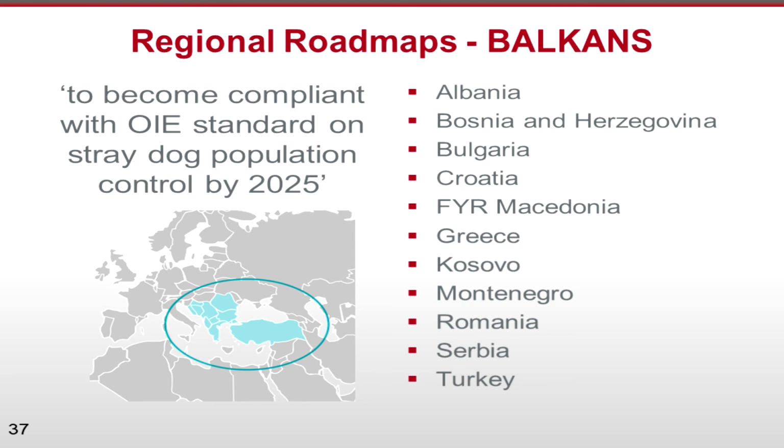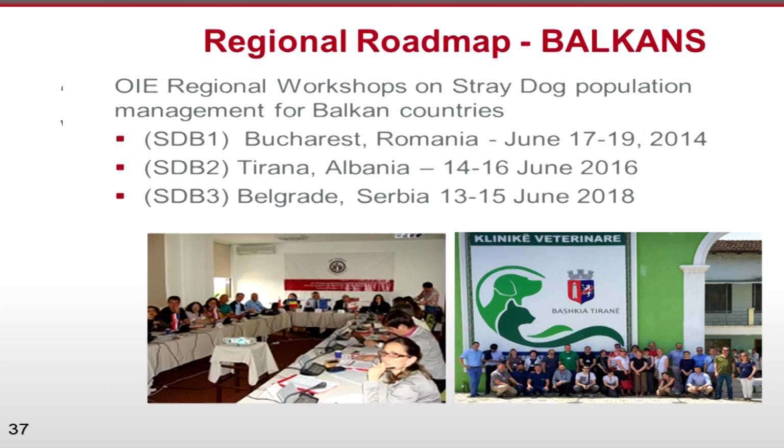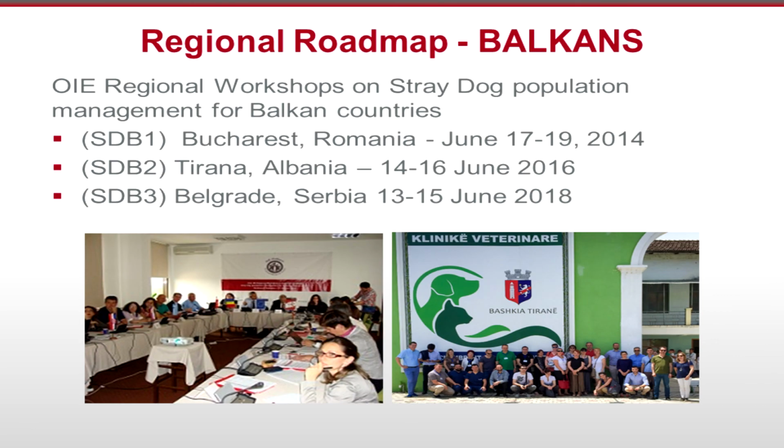I'll give you examples. There's a roadmap for the Balkan countries. I hope the map is clear. Those are the Balkan countries. They want to become compliant with the OIE standards for dog population control by 2025. I've listed the countries: Albania, Bosnia, Bulgaria, Croatia, Macedonia FYR, Greece, Kosovo, Montenegro, Romania, Serbia, and Turkey. They have already had 3 meetings, and those are just a selection of pictures of the workshops on stray dog population management in the Balkans.